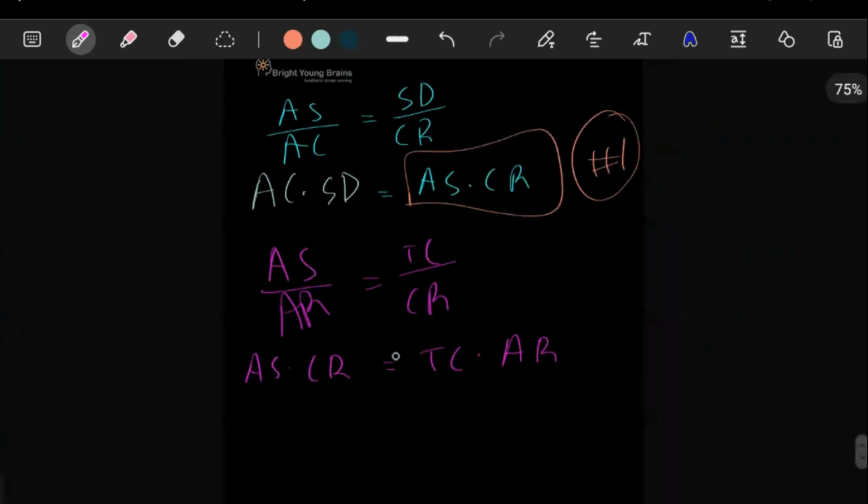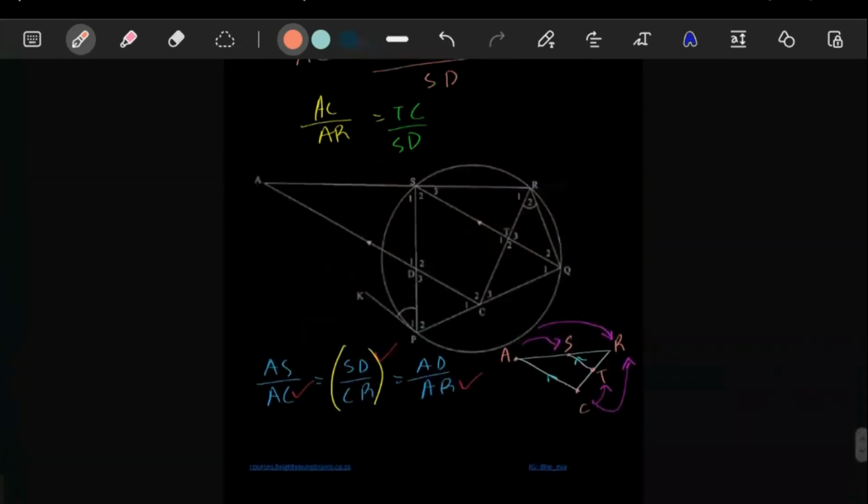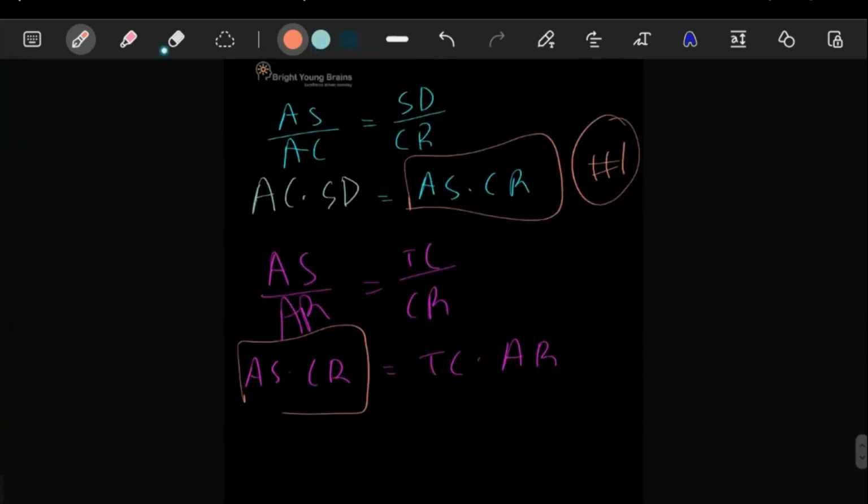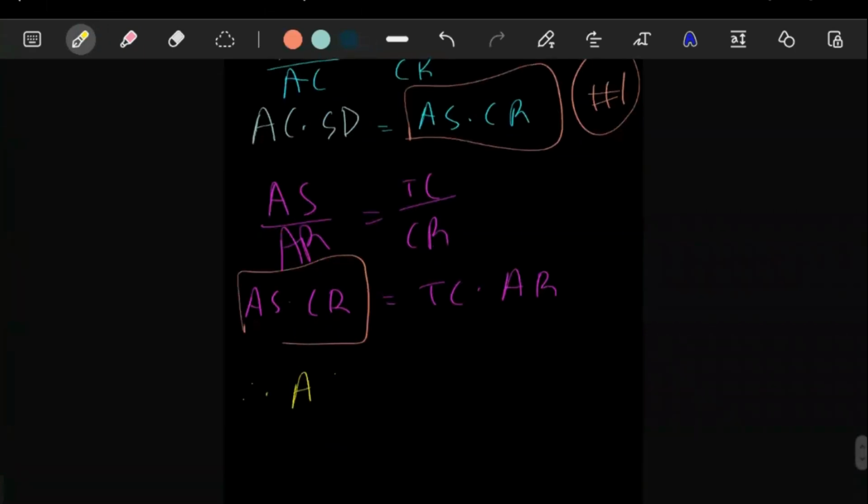So the fortunate thing is this is also AS and CR, just like what we have over there. So it means these are also equal to each other, you see, which is the TC and the AR over there. You see, so since they're both equal to the same expression, it means that they're equal to each other. You see, so you can conclude and say, therefore, AC dot SD is equal to TC dot AR. There you go. There we go.